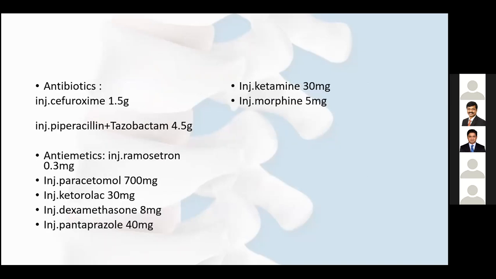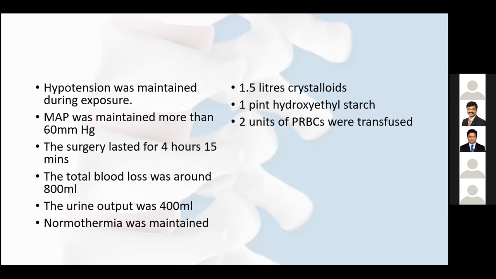She was given antibiotics, 1.5 gram of injection cefuroxime and injection piperacillin and tazobactam 4.5 grams. Antiemetics, injection ramosetron 0.3 milligram. Injection paracetamol 700 milligram. Injection ketorolac 30 milligram. Injection dexamethasone 8 milligram. Injection pantoprazole 40 milligram. And ketamine 30 milligram and morphine 5 milligram was given.